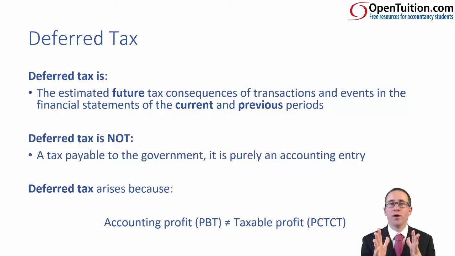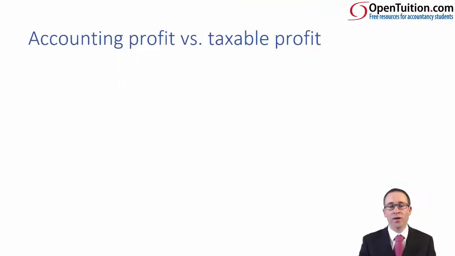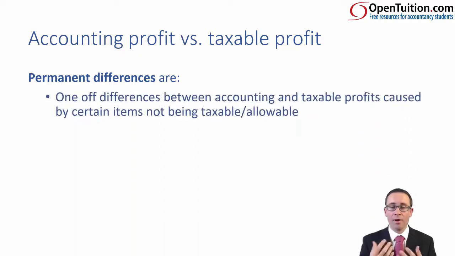So the key bit to take from this point is that deferred tax arises due to differences between accounting profit and taxable profit, because the tax authorities use their tax rules. We use accounting rules, don't we? So why do those differences arise if we're looking at accounting profit versus taxable profit? The first one that we have is permanent differences. Permanent differences are one-off differences between items that are not taxable, or if you like, are not tax allowable. So we may have an expense.